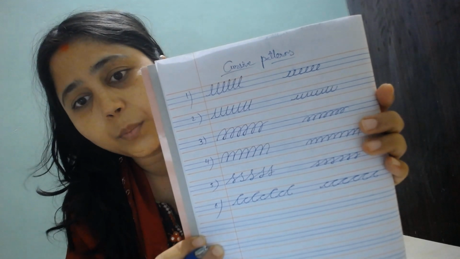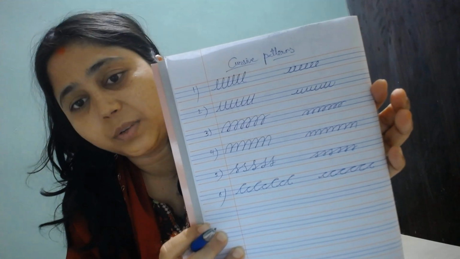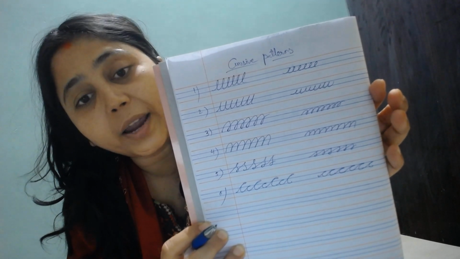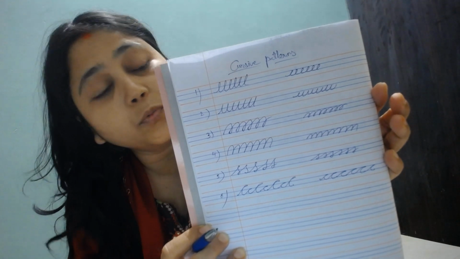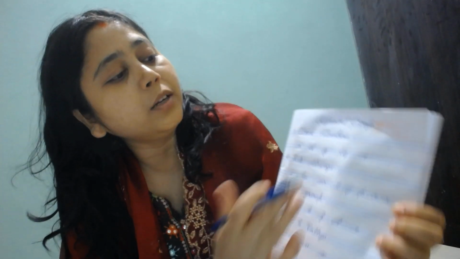Once you become all perfect, then only you can start writing the cursive, bacha. Understood? You should write these patterns each and every day. At least for 7 to 10 days you should practice. Then you should move on to the alphabet group.